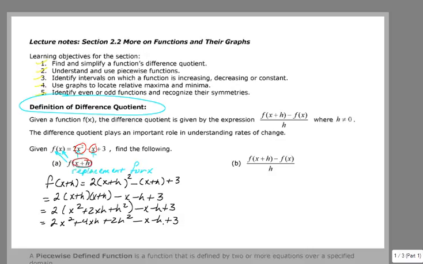That's a pretty long expression there, but that is the result of f of x plus h, which means go to f and replace every x with an x plus h. You've got to have some good algebra skills to get through this. So this part is done. Now let's go to the difference quotient, actually doing this part over here.